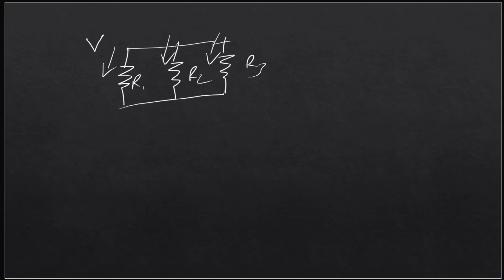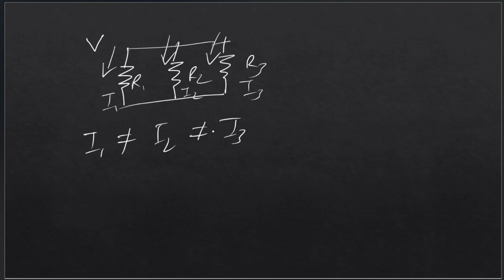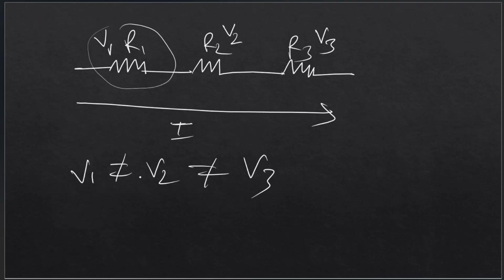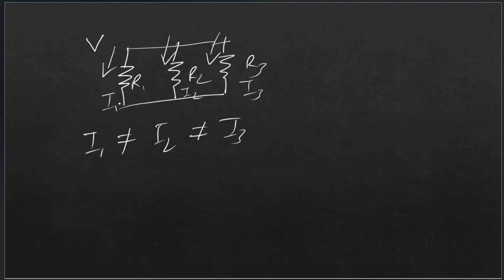However, the current flowing through each of them would be different. So there would be an I1 here, there would be an I2 here, and there would be an I3 here. And each of them would be different. So I1 would not be equal to I2, would not be equal to I3, considering that R1, R2 and R3 would be different. So that's another differentiating factor between series and parallel, that in series circuits the voltage is different but current is same. However, in parallel circuits the voltage is same but current is different.